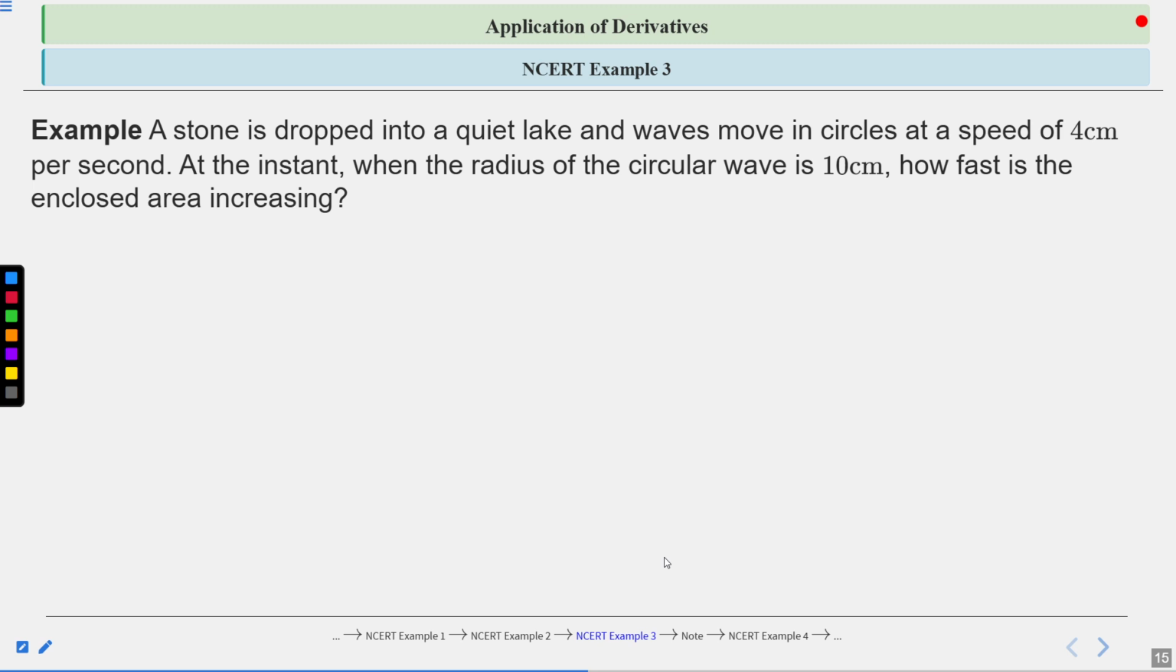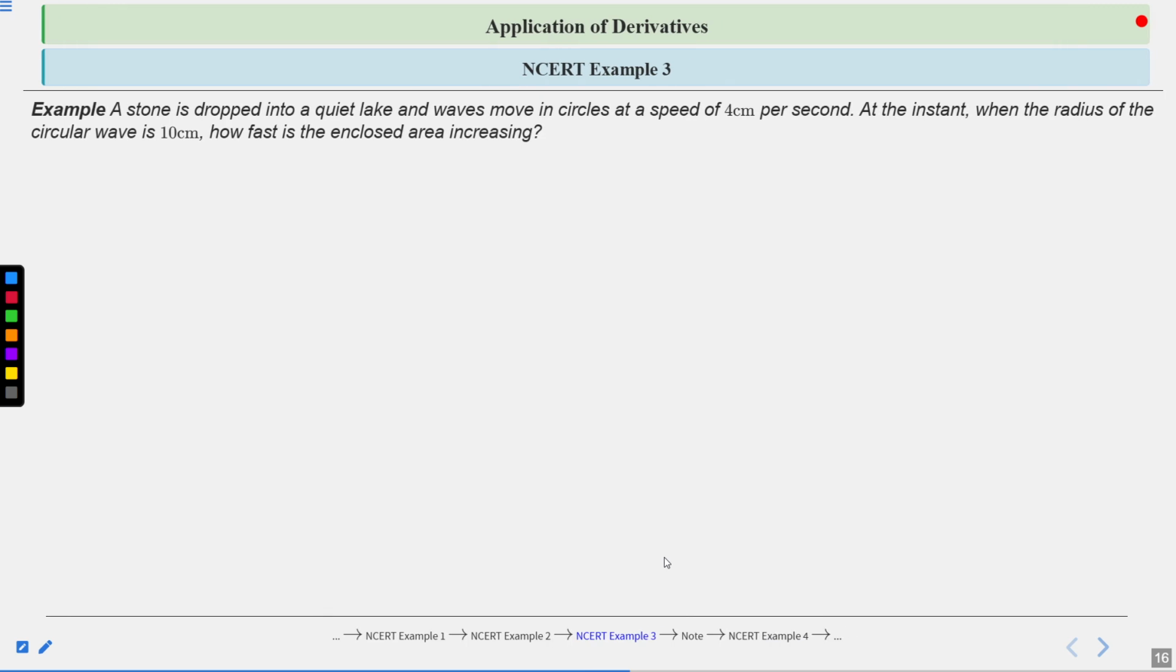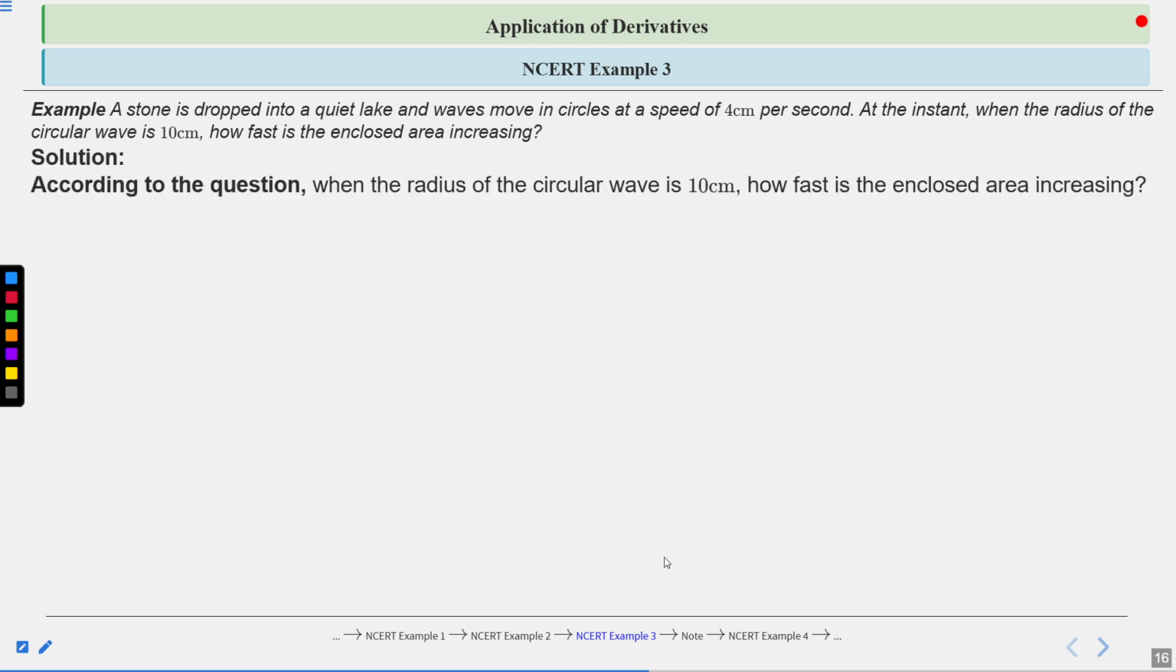And waves move in circles at a speed of 4 centimeter per second, okay? So a stone is dropped into a quiet lake and waves move in circles at a speed of 4 centimeter per second. At the instant when the radius of the circular wave is 10 centimeter, how fast is the enclosed area increasing? So let's see the solution part. According to the question, when the radius of a circular wave is 10 centimeter, we need to find how fast the enclosed area is increasing, right?